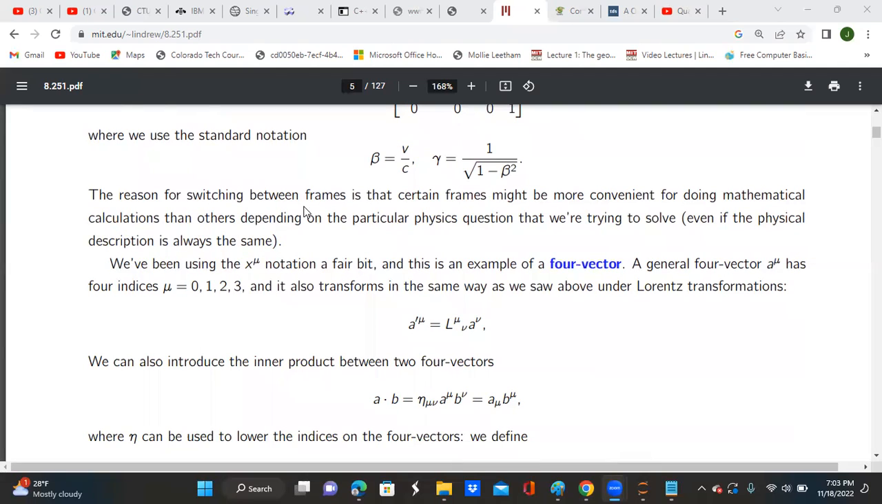The reason for switching between frames is that certain frames might be more convenient for doing mathematical calculations than others, depending on the particular physics question that we're trying to solve, even if the physical description is always the same.